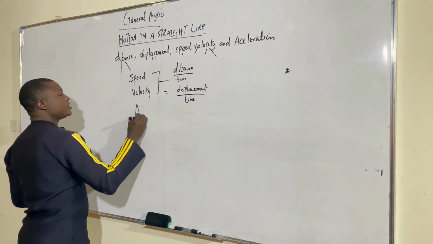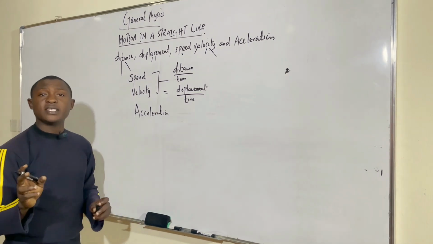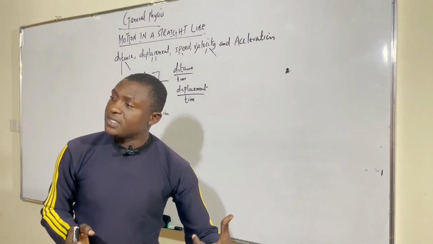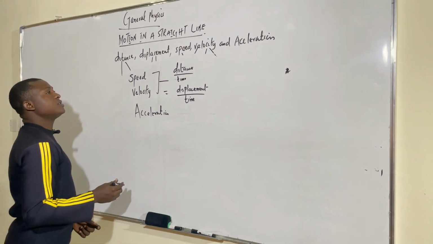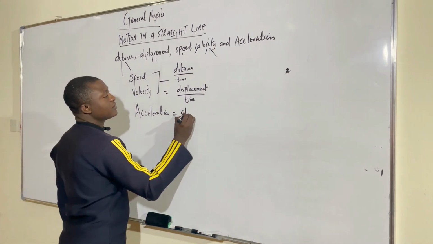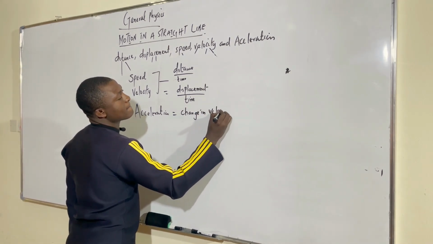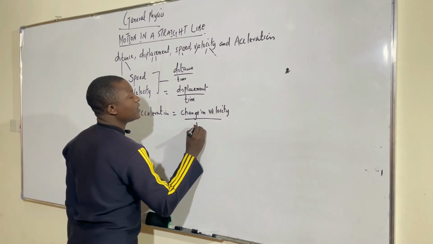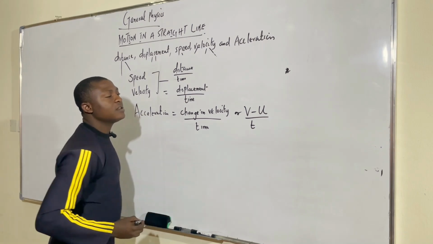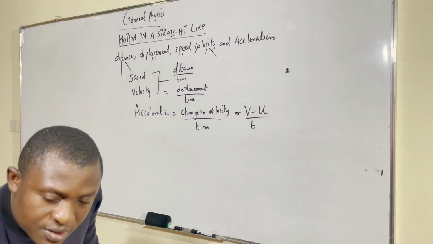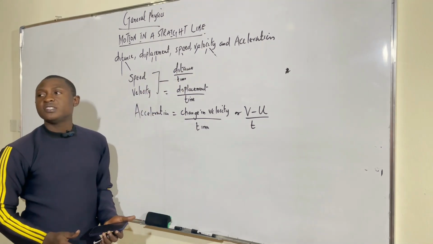Then for the acceleration, we said acceleration is change in velocity over time. There's another one we call retardation. Retardation is just like when the object is decelerating. That is the opposite of acceleration. We are coming to that as well. So change in velocity all over time, or we can have it mathematically like this: final velocity minus initial velocity over time. So those are the formulas that we need in this area before we move further.